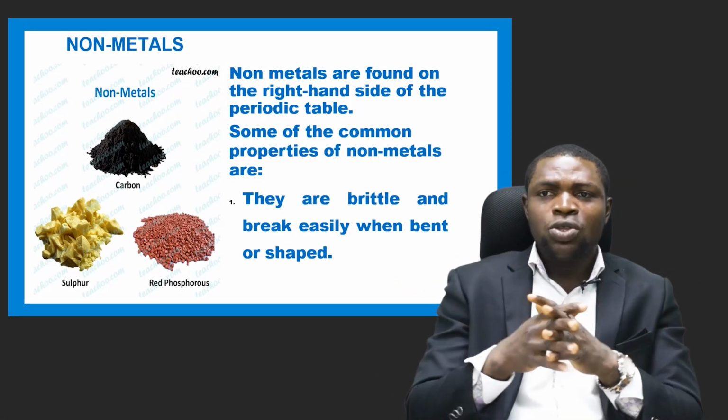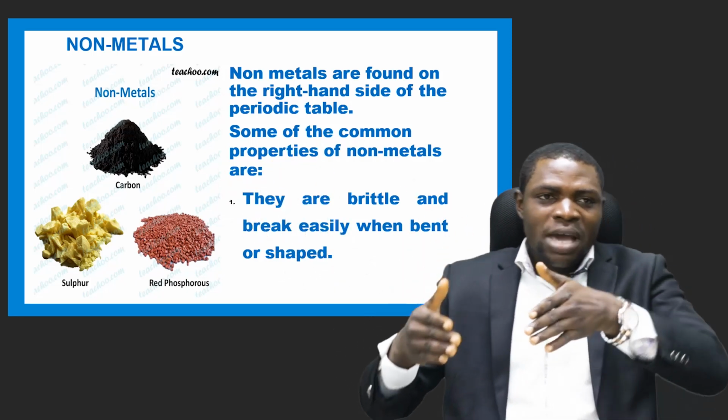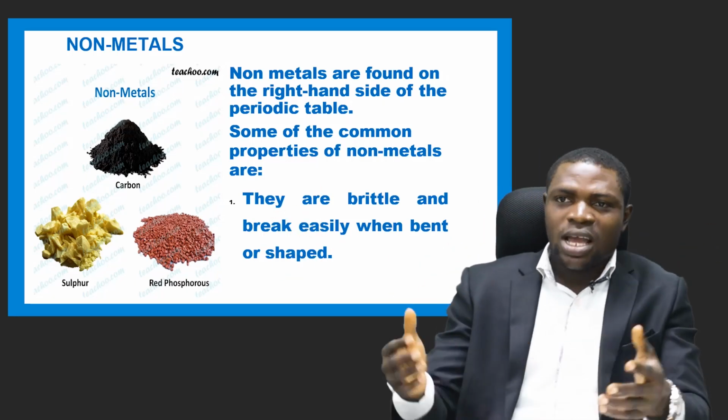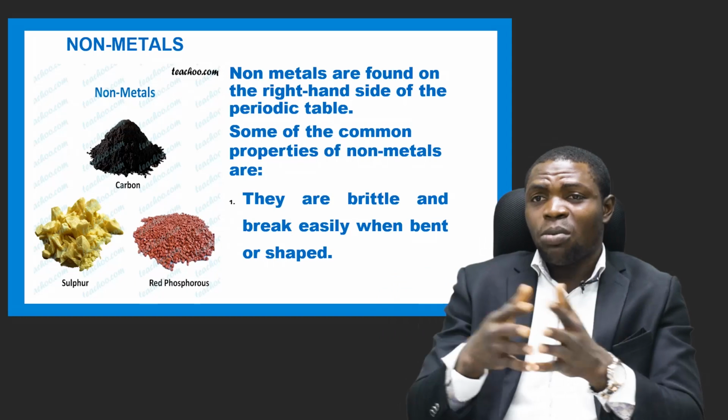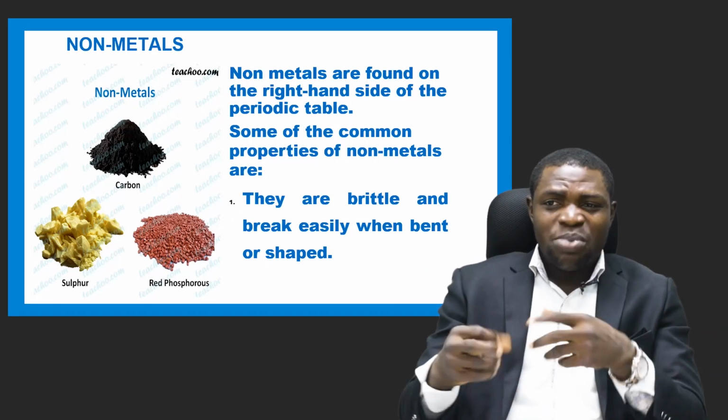But generally, non-metals are found at the right-hand side of the periodic table. The metals are found at the left-hand side, while the non-metals are at the right-hand side of the periodic table. Some of their common characteristics or properties are: one, they are brittle and they break easily.